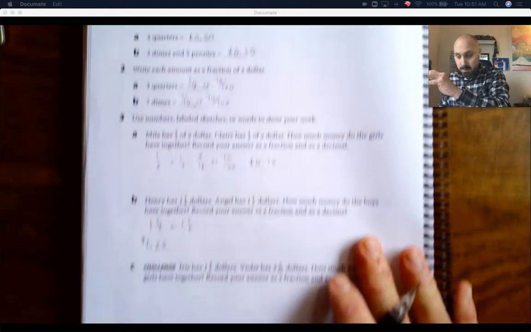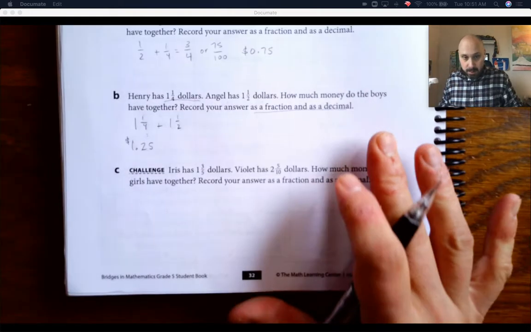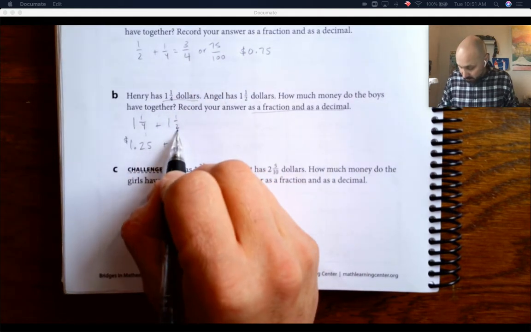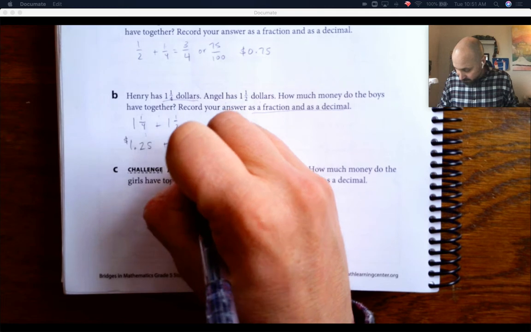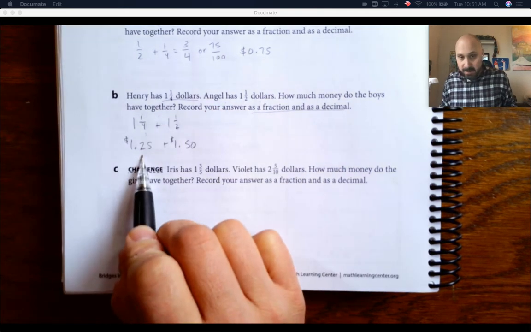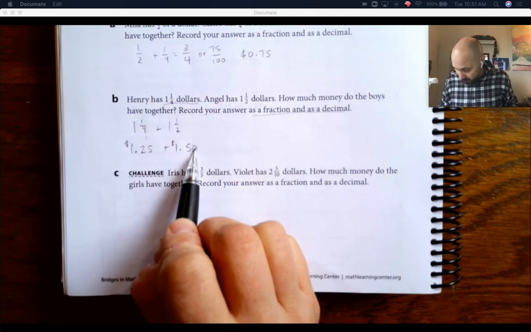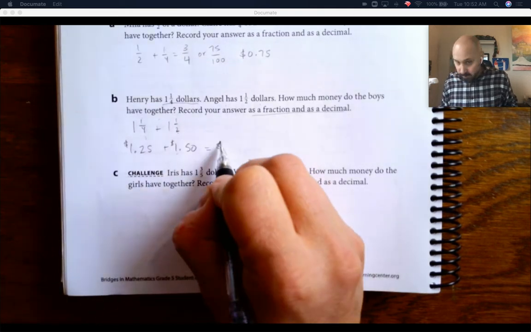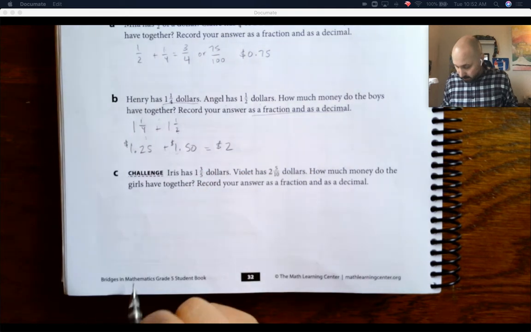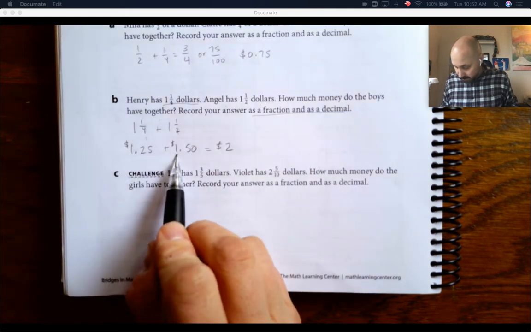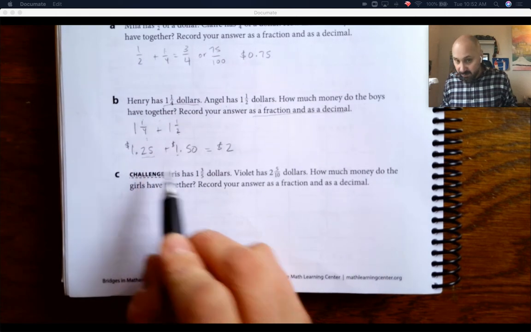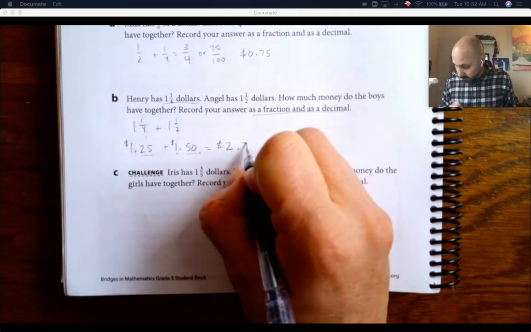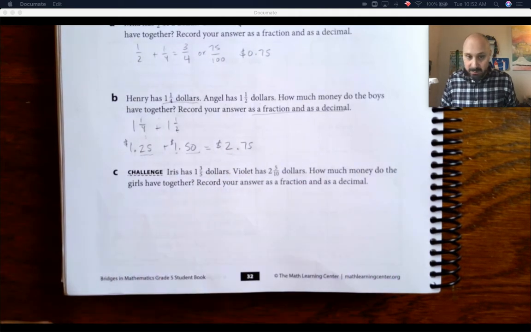Okay, let's get down there a little closer. Plus, I know that half of a dollar is 50 cents. So I'm going to add that to the 50 cents. So I have $1.25 plus $1.50. I'm going to do the decimal first. $1 plus $1 is $2. I'm doing the dollars first. Now I'm going to do the change. 25 cents plus 50 cents. 25 plus 50 is 75 cents. So the total, the decimal version, is $2.75.